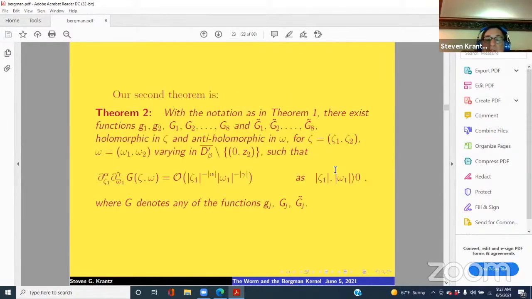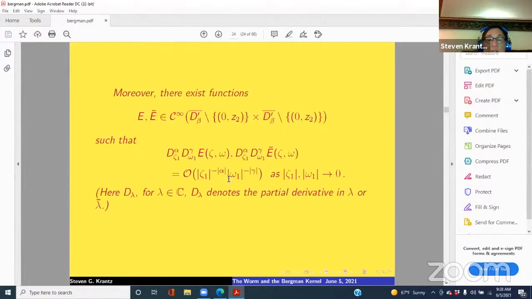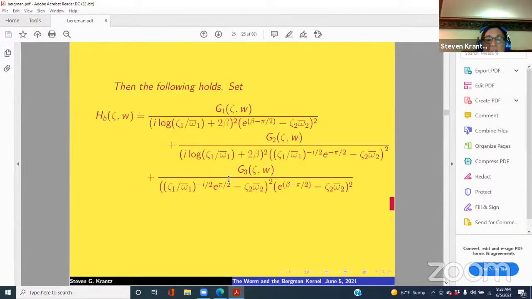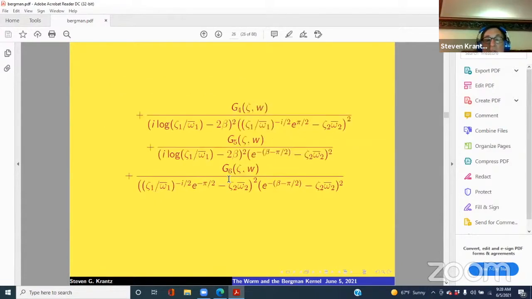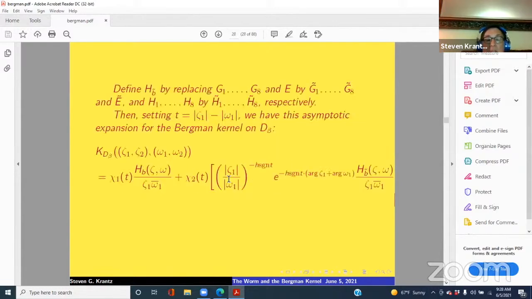So here's the next theorem, and I'm sad to say this theorem also has a rather long statement. Now we're going to have functions g1 through g8, g1 tilde through g8 tilde, and also functions little g1 and little g2, and the derivatives of the g's satisfy a size condition. And as before, there are functions e and e tilde satisfying a certain size condition. And instead of having k sub b, now we have h sub b, which is going to be a tool in getting the asymptotic expansion.